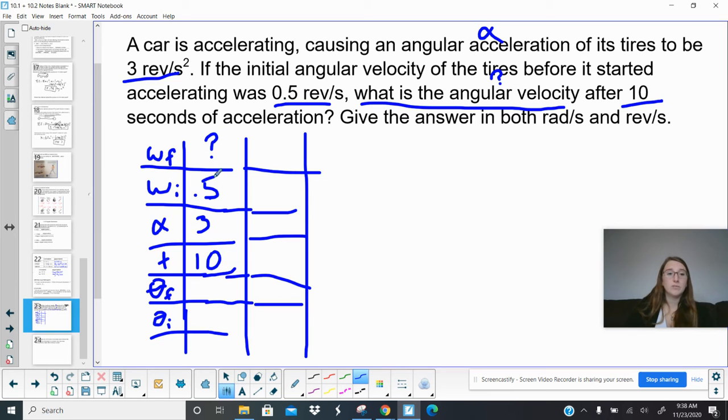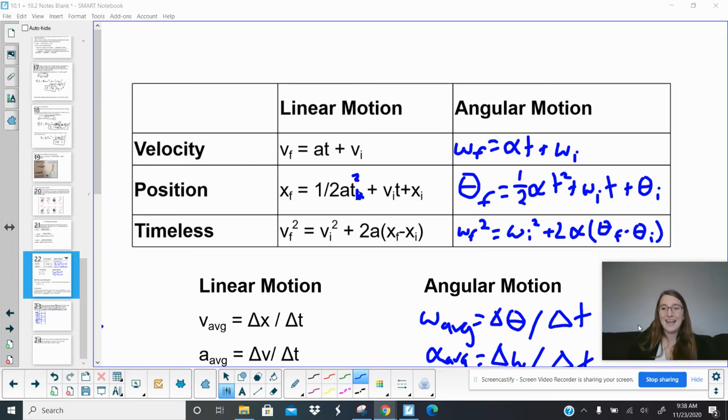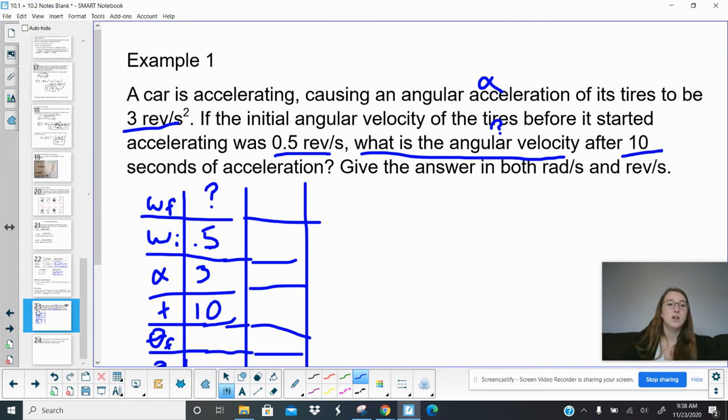So looking at our variables, let's look back to our formulas. Which formula can I use to solve for angular velocity final, omega final? That's going to be our velocity formula. We have 1, 2, 3, 4. We have all 4 of these variables. Or again, we're looking for this one, but we still technically have it. So we're going to use the velocity formula. I'm going to go ahead and copy it over, and then we'll do our conversions.